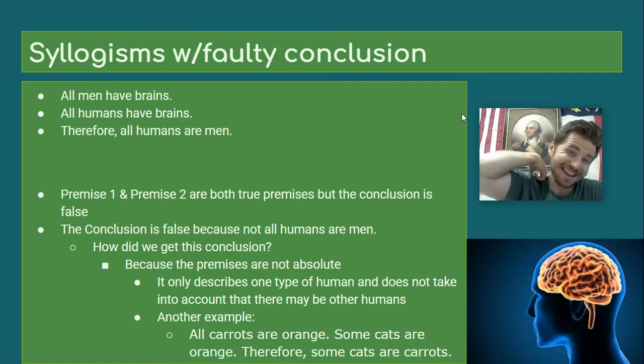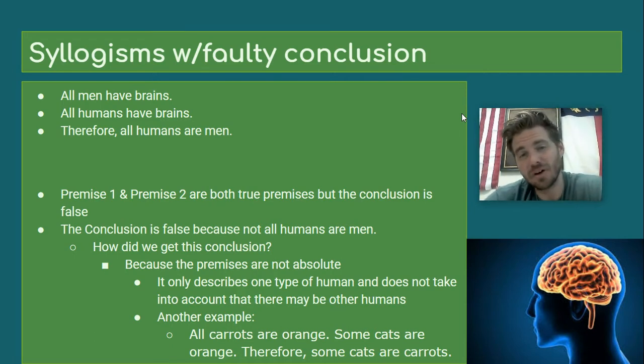Now let's look at another syllogism with a faulty conclusion. This is the example that I've attached underneath. All carrots are orange. Some cats are orange. Therefore, some cats are carrots. Again, logically valid in the sense that, okay, all carrots are orange. Okay, some cats are orange. Yes, those are both true statements. Therefore, some cats are carrots.